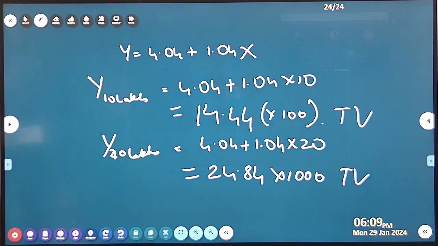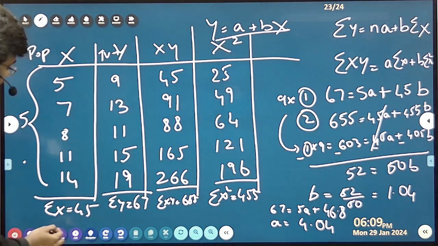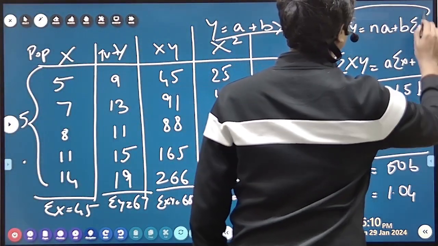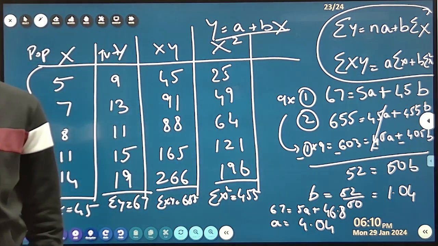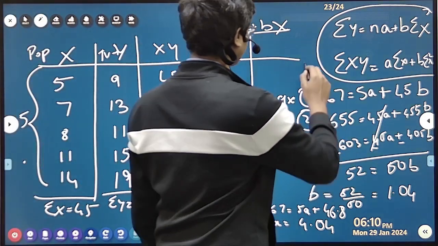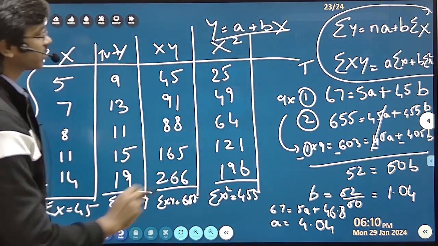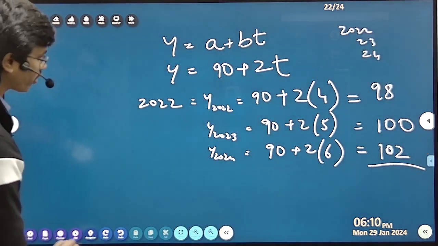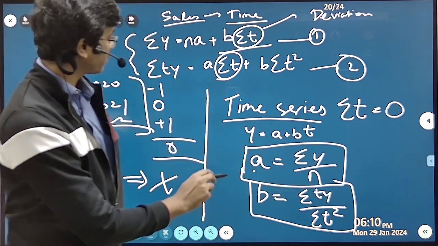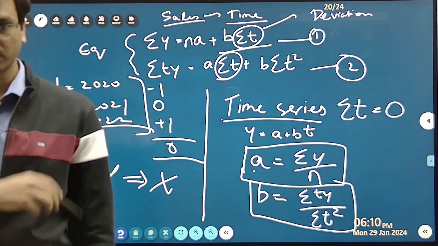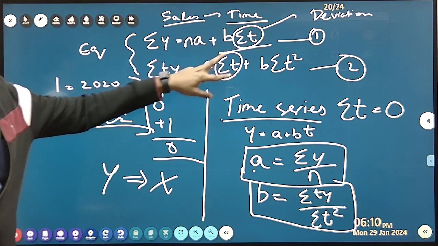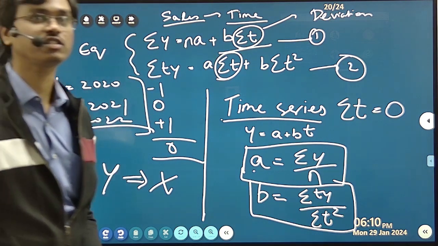Okay. So the main equations which you have to remember, right? These are the main equations which we have to use to solve any linear trend problem. And in the case of a time series, sigma t is equal to 0, so you can directly find the values of a and b using this formula. This is only in the case of a time series, but if time is not there, if it is in relation with something else, then these shortcut equations will not work. You have to derive the values of a and b from these equations. Okay? You understood? Any questions?